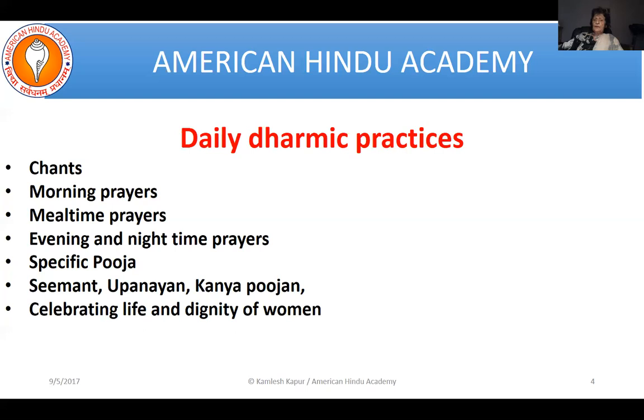Then there are mealtime prayers where we say that this food which we are getting, we are grateful for that. So then evening and nighttime prayers. Nighttime prayer is Shanti, Om Dyauh Shanti Antariksham. So all of these are given in the textbook also, and I explained in the lessons too. So just go through them and tell them the relevant prayers.